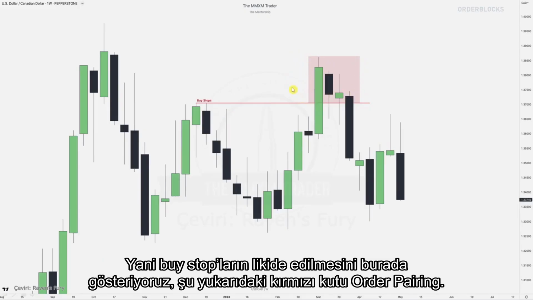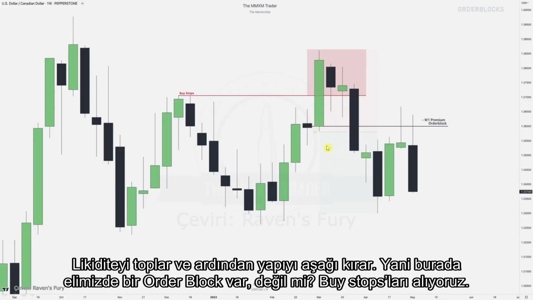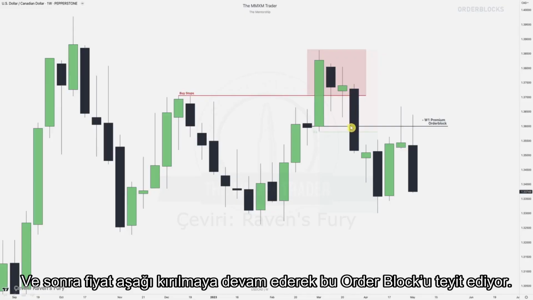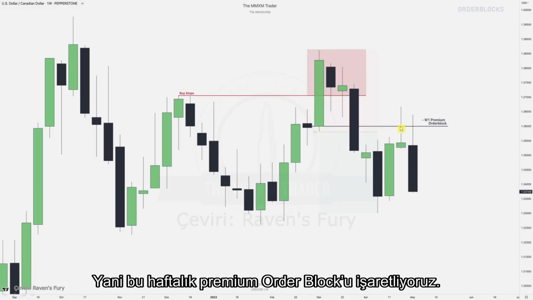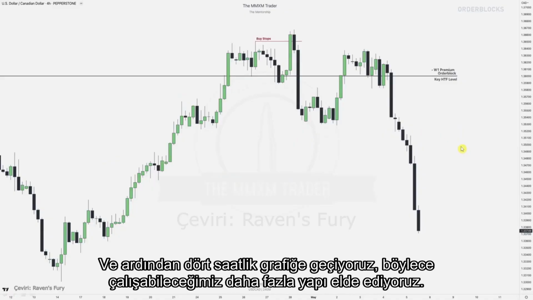So outlining those buy stops raided over here, this red box above here, order pairing. Then think about the characteristics of a high probability order block, right? It raids liquidity and then breaks structure lower afterwards. So we have this order block over here. We take out buy stops and then price continues to break down lower, confirming this order block. So drawing out this weekly premium order block out in time over here. And we go to a 4-hour chart, and then we have some more structure to work with.